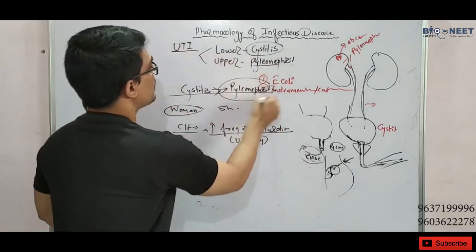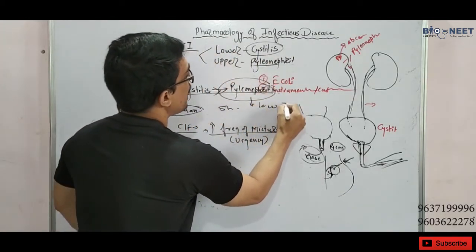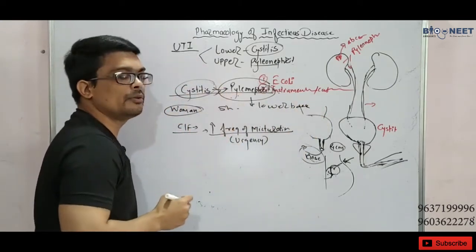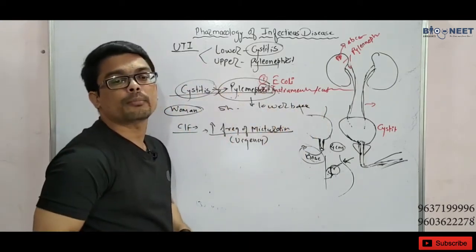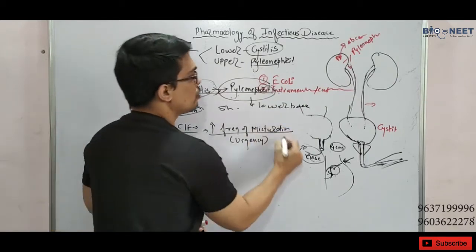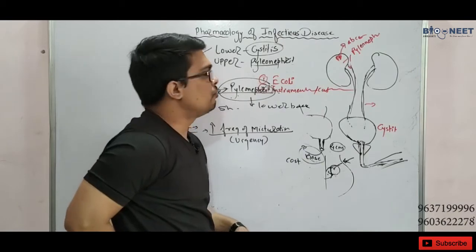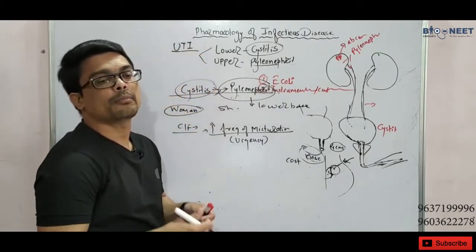Usually in pyelonephritis, there is a lower back pain, not in cystitis, okay. So more common in pyelonephritis, there is a lower back pain, that is called at costovertebral angle. Costo means your rib, and here there is a vertebra. So here there is a lower back pain, okay.